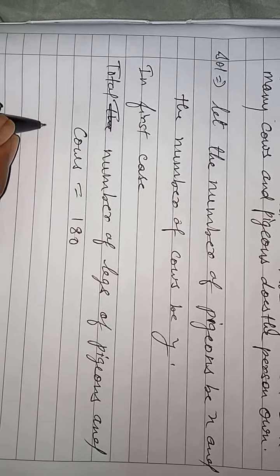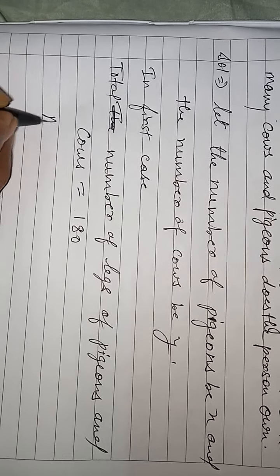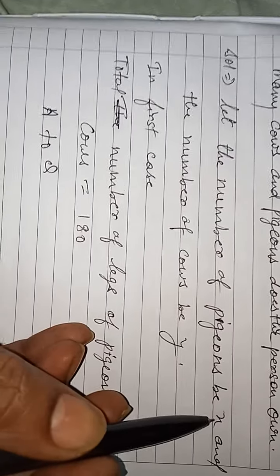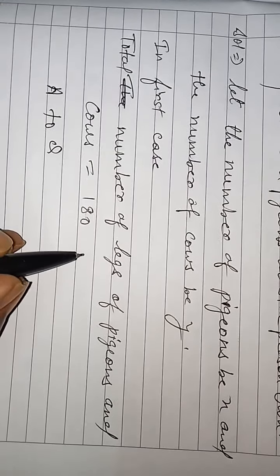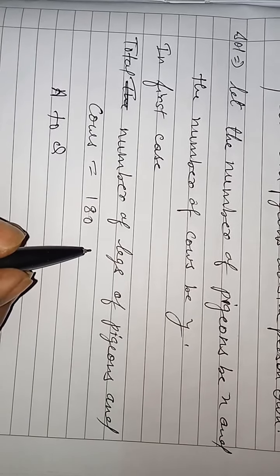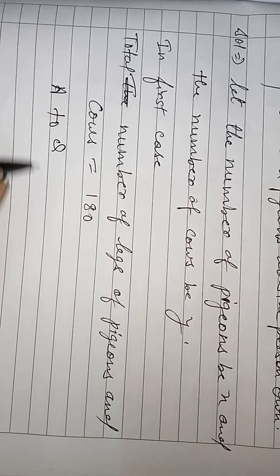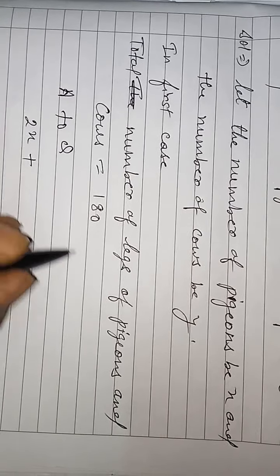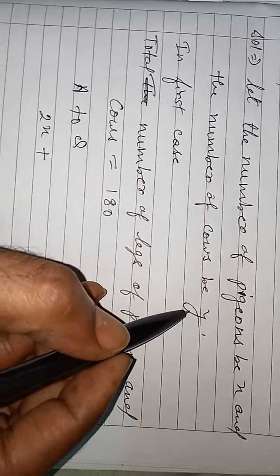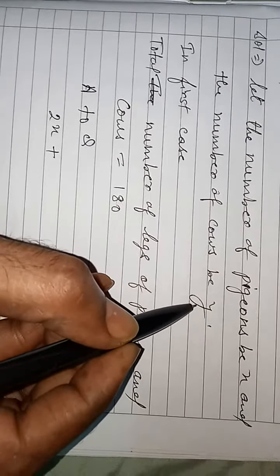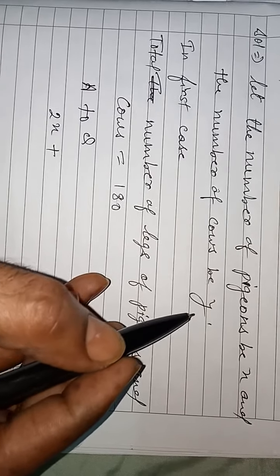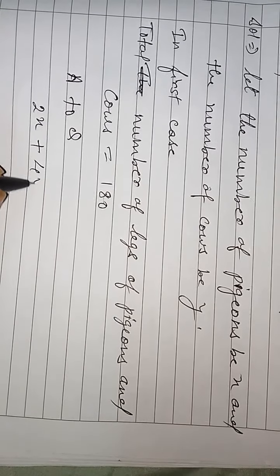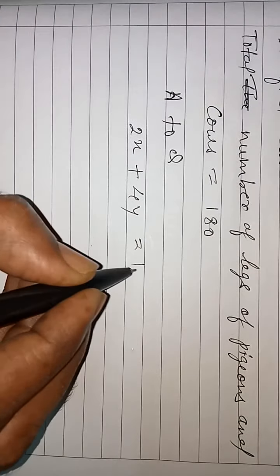So according to the question, since pigeons are x and we know that the number of legs in each pigeon is 2, so 2x. Then the number of cows is y and we know that the number of legs in each cow is 4, that's why 4y. So 2x plus 4y equal to 180.